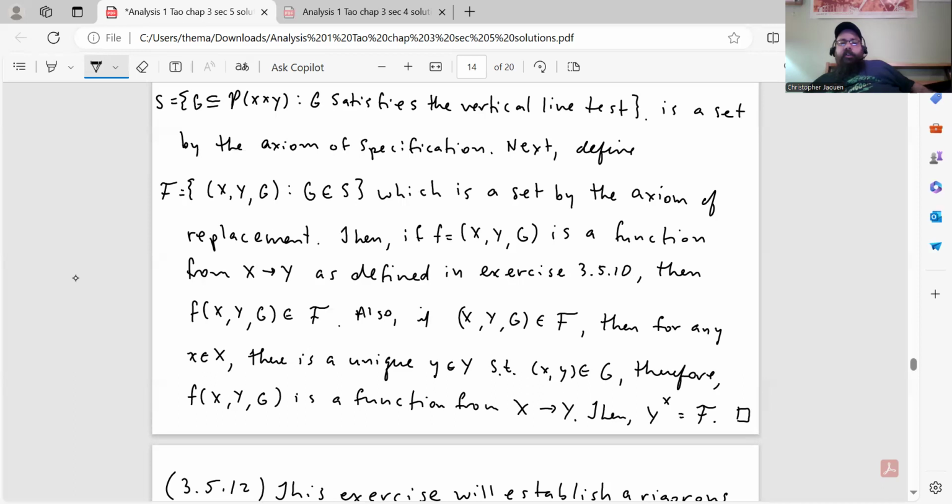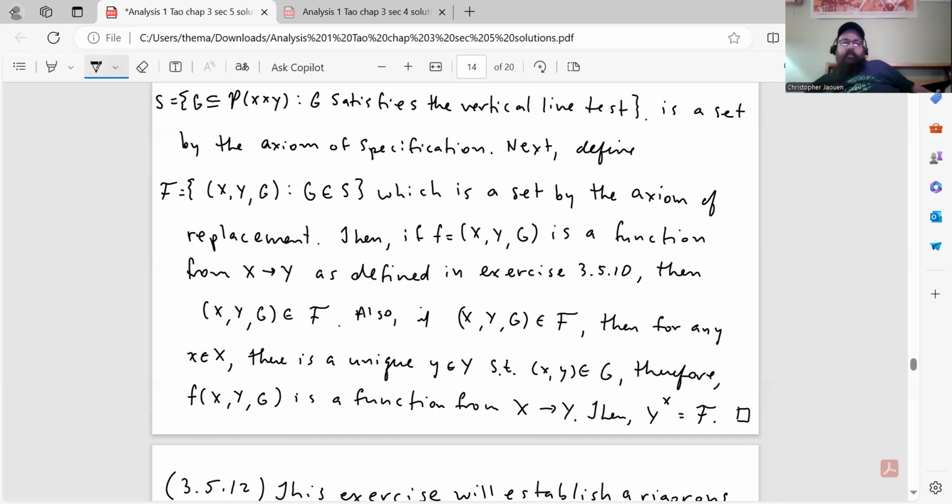If f equals the ordered triple (X, Y, G) is a function from X to Y as defined in Exercise 3.5.10, then, sorry, there's a typo here. Then this ordered triple is an element of the set F. Also, if (X, Y, G) is an element of the set F, then for any x in X, there's a unique y in Y such that (x, y) is an element of G.